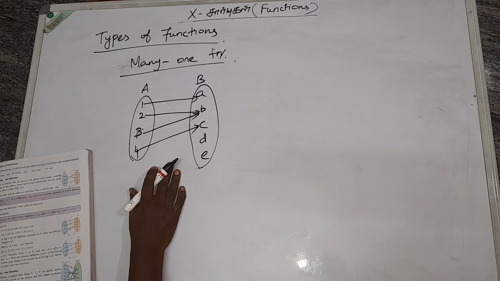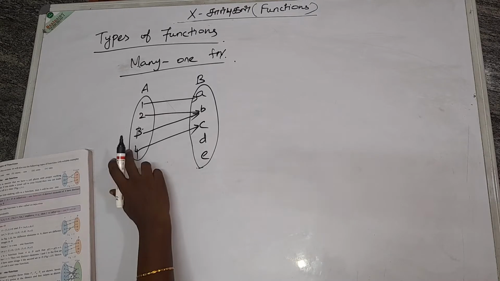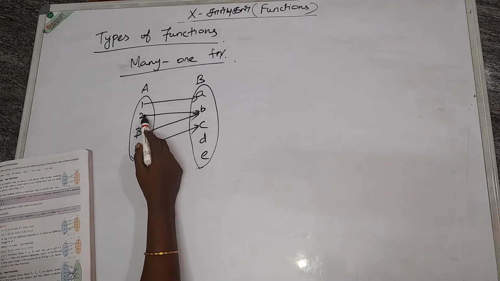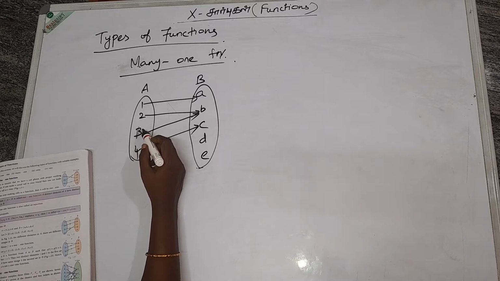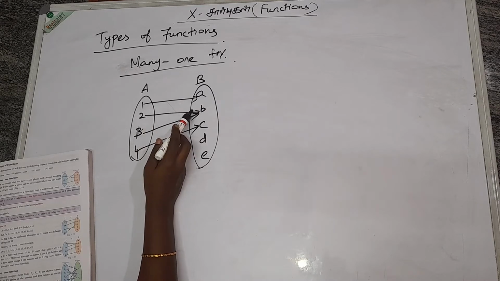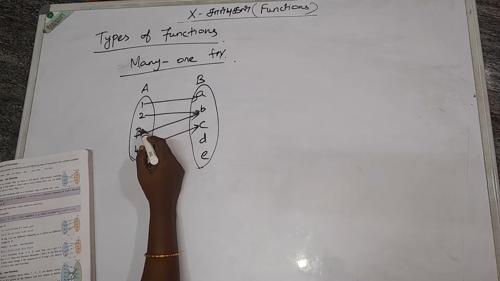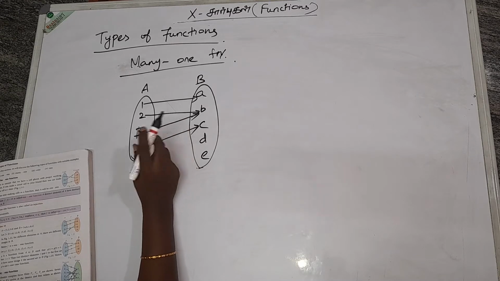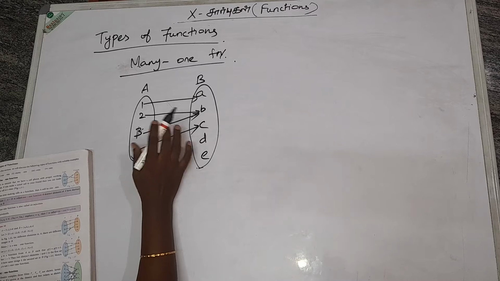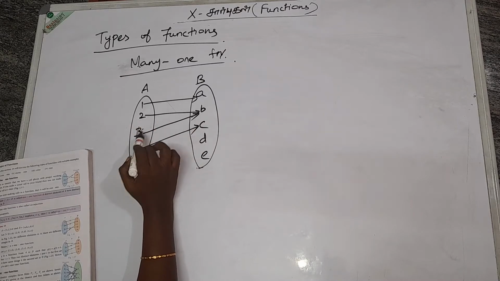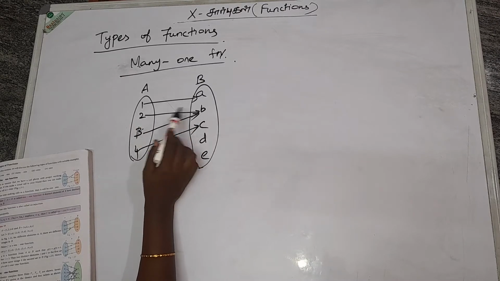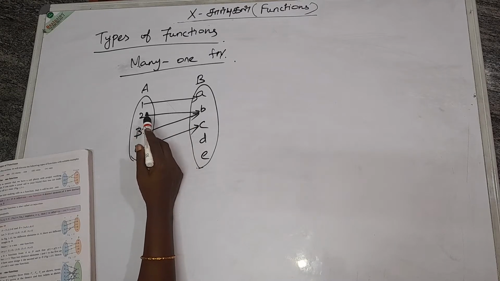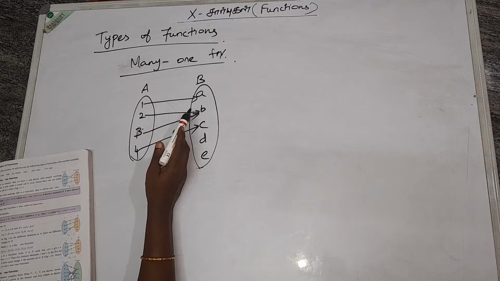See this one. This is a function, and this function is called many to 1, because here 2 and 3, these two elements, have the same image. So more than one element in the domain having the same image means we can say that type of function is a many to 1 function. If more than one point has the same image, it is a many to 1 function.